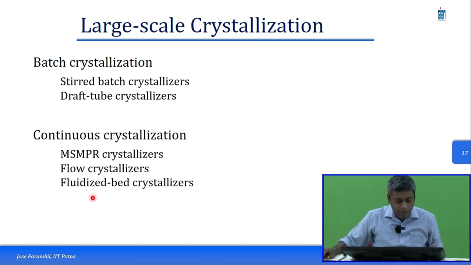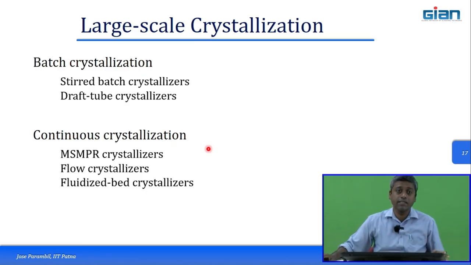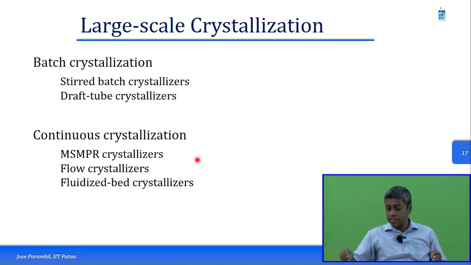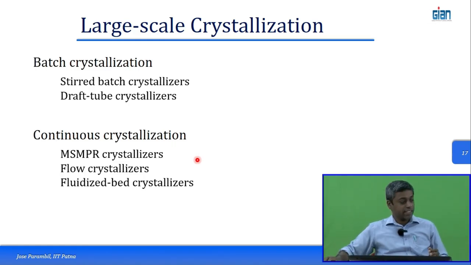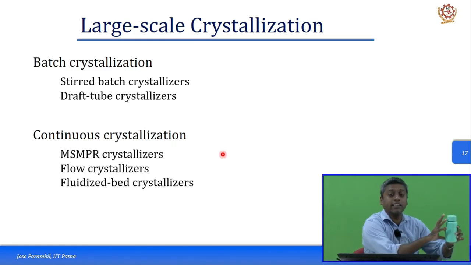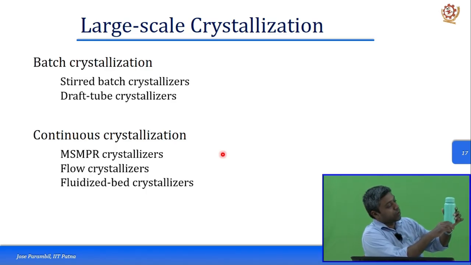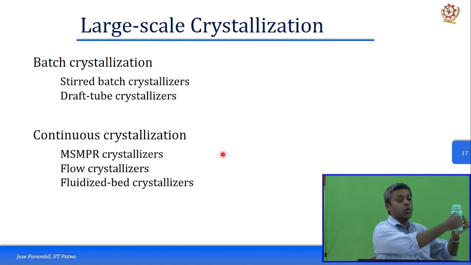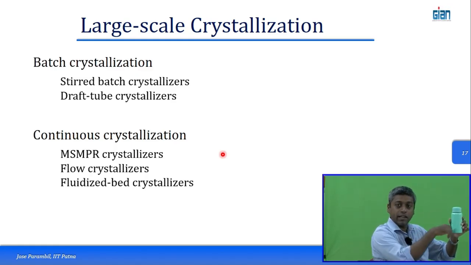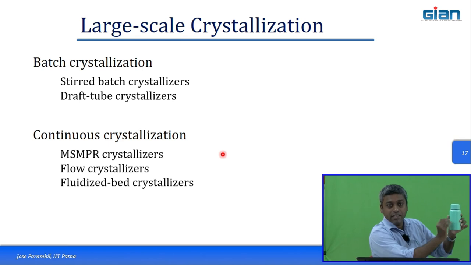You could also have something called a fluidized bed crystallizer. Let's say you have a large reactor like this, and you provide the flow from the bottom, and the flow would always be moving up and then maybe coming down and being recycled. But once the crystals are forming over here, because of the gravitational effect, because of the drag and so on, they would always remain fluidized.